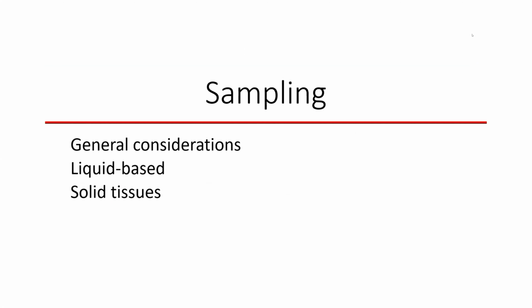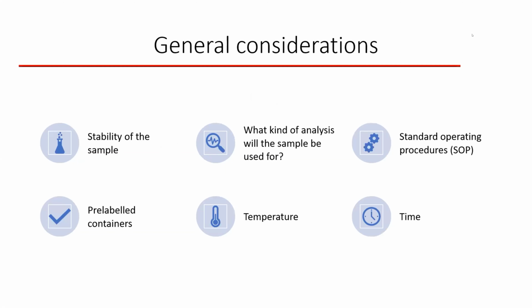Sampling. I will go through some general considerations, liquid-based samples and solid tissues. Things you have to consider are, first of all, the stability of the sample. What kind of analysis will the sample be used for? There are different methods for different downstream analysis. You should always use standard operating procedures to ensure quality of the samples and reproducibility, because you do not want to include any technical variance in your storage.